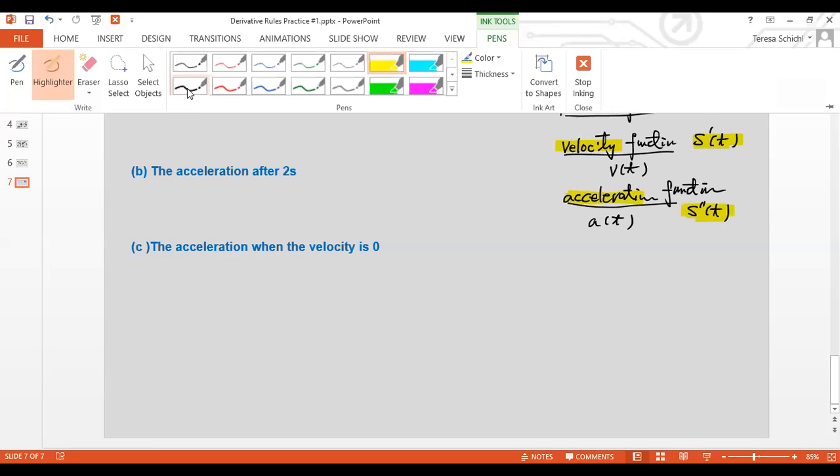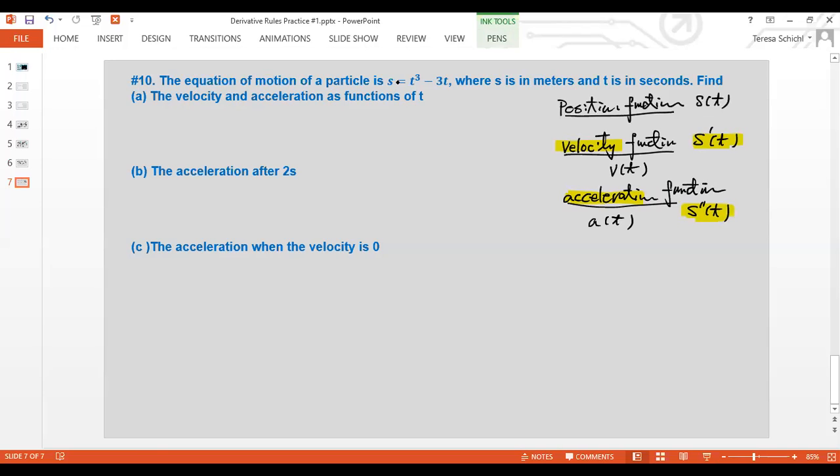Now they ask, what is the velocity if they give me the position function here? v(t) will just be the first derivative, so it's 3t squared minus 3. And then the acceleration function will just be the second derivative. That means you take the derivative of the first derivative, which here is 6t.